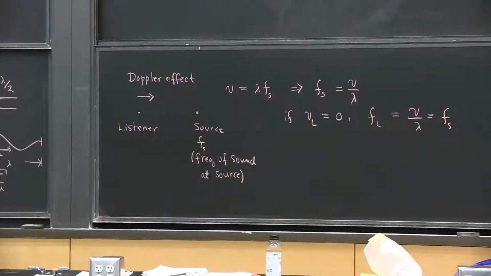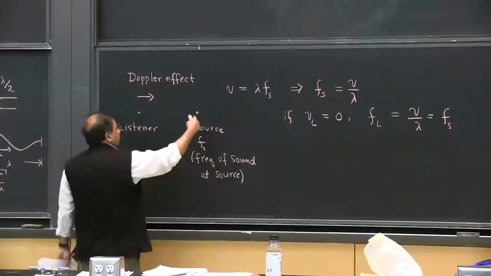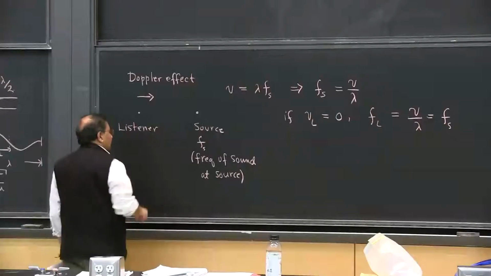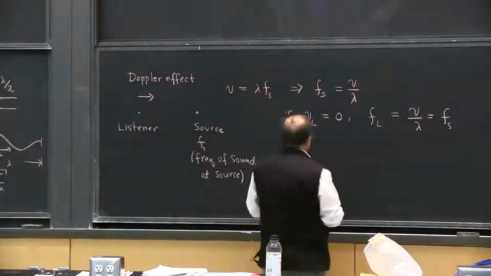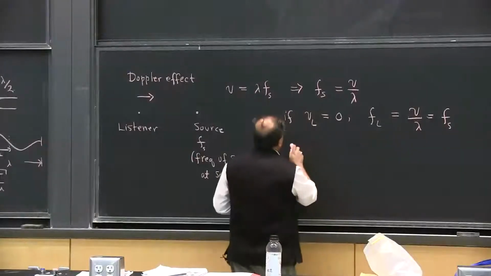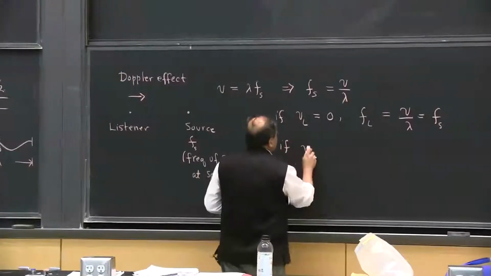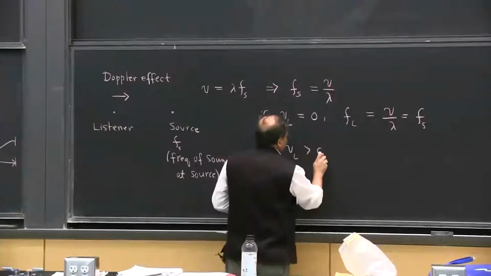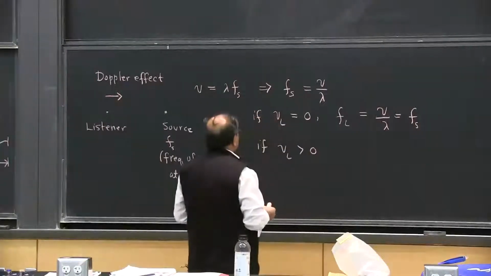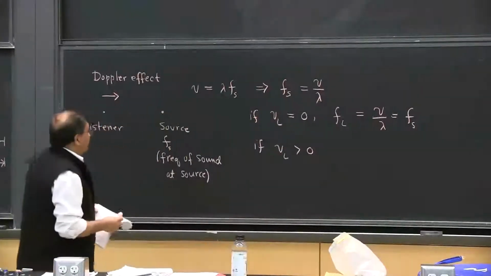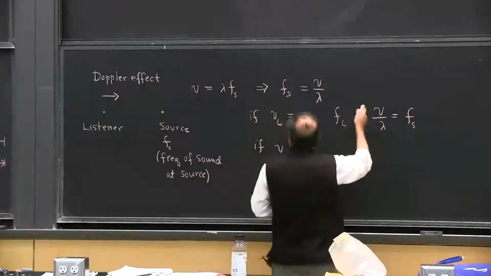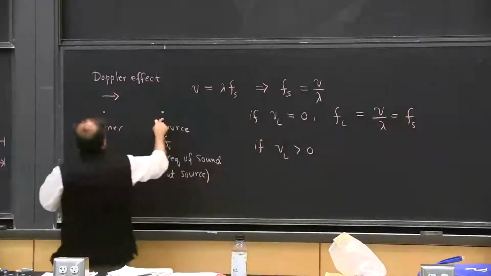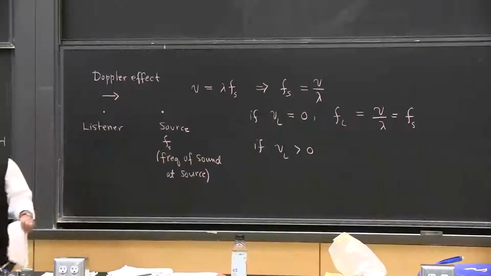Or alternatively, the source comes towards you. It doesn't matter. Even if the source comes towards you, you can assume the source is fixed and you are going towards the source, because it's relative motion after all. So, in other words, if VL, the speed of the listener, is positive, let's say, then the effective speed at which the source arrives at your ear goes up because you're going towards it.